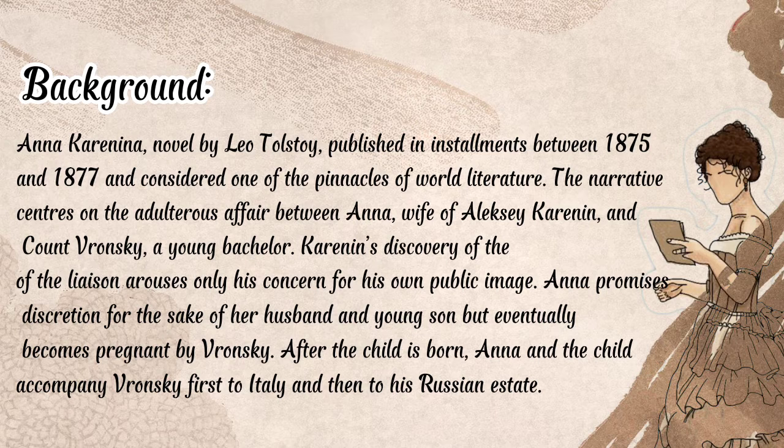The narrative centers on the adulterous affair between Anna, wife of Alexei Karenin, and Count Vronsky, who is a young bachelor. Karenin's discovery of the liaison arouses only his concern for his own public image. Anna promises discretion for the sake of her husband and young son, but eventually becomes pregnant by Vronsky. After the child is born, Anna and the child accompany Vronsky first to Italy and then to his Russian estate.